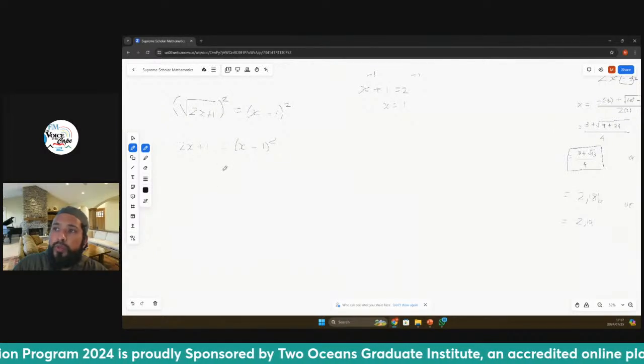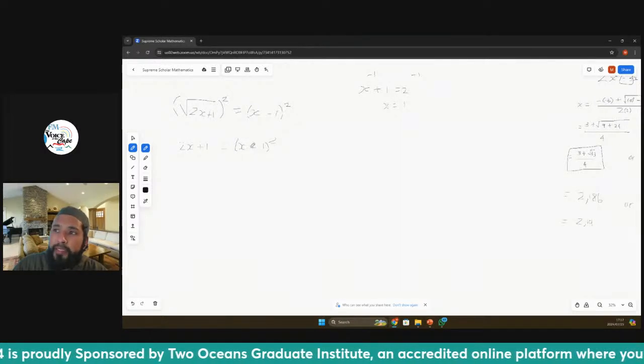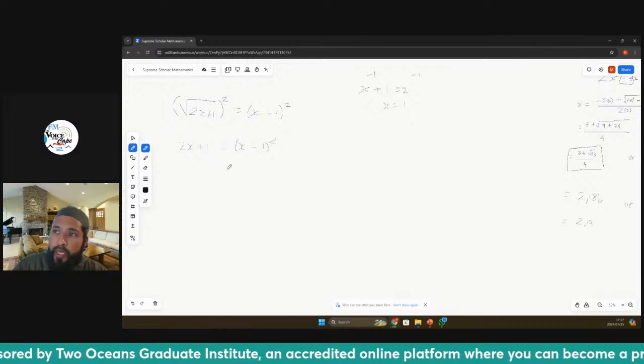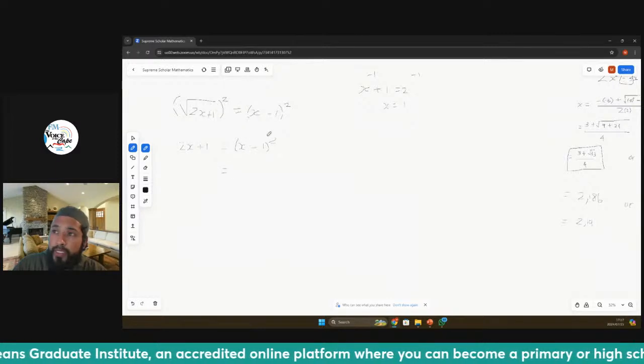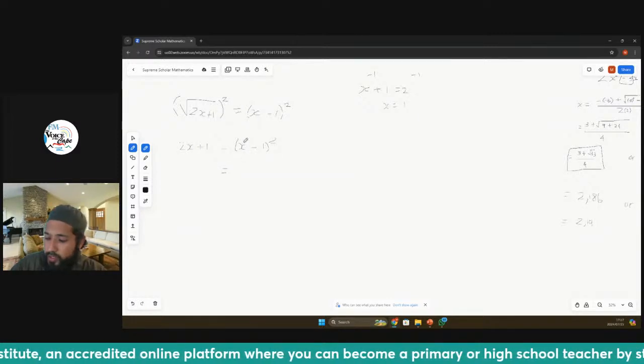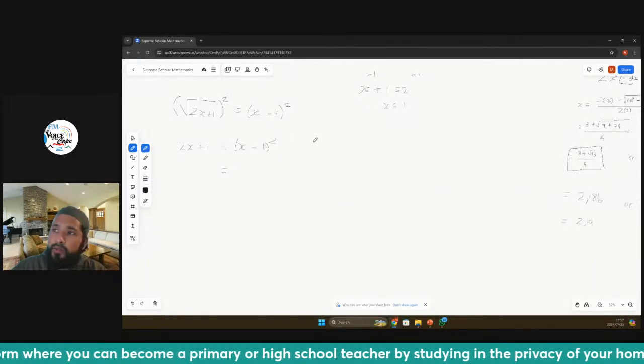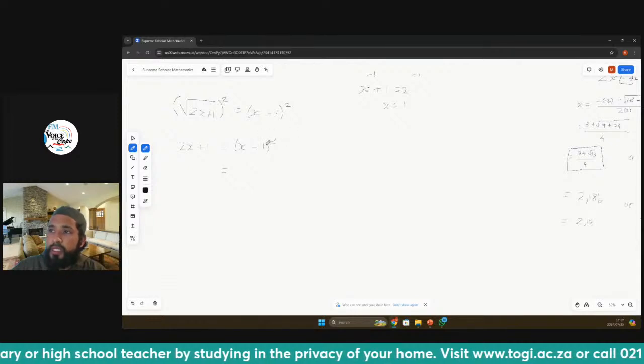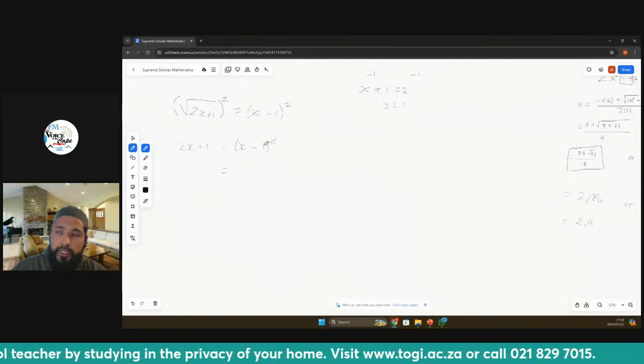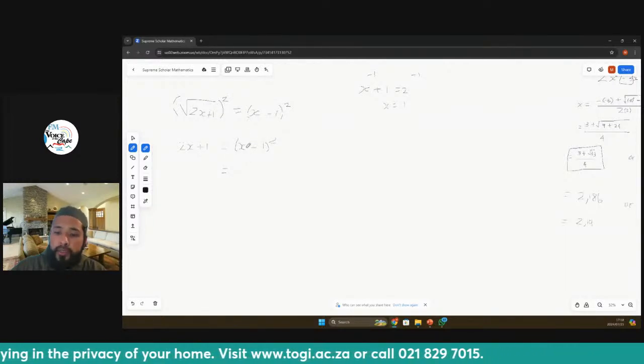Okay, so now let's expand this x minus 1 squared by multiplying it out. And there's two ways to do it. There's a shortcut way, which I'll explain to you. The long way is writing it out, extending the brackets, and multiplying the first term by the first term, the first term by the second term, which we dealt with in yesterday's lesson. But I'm going to show you a shortcut, a short way to do this.